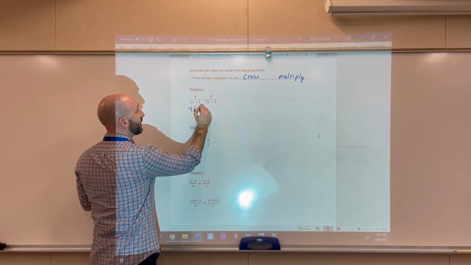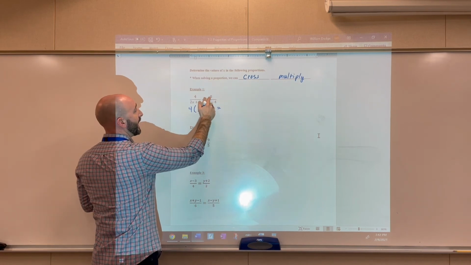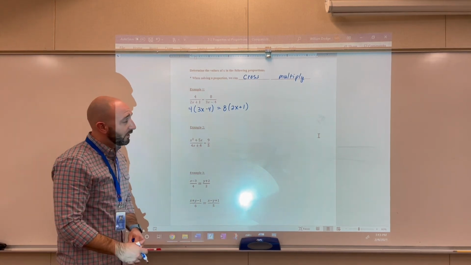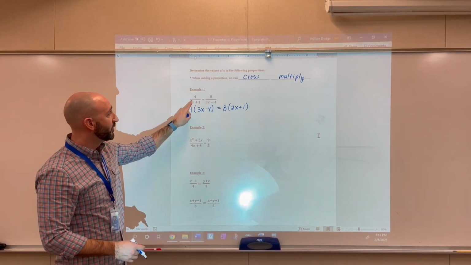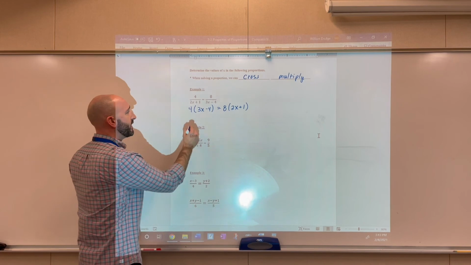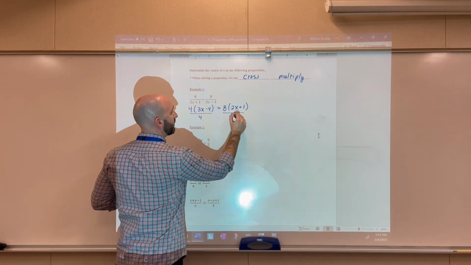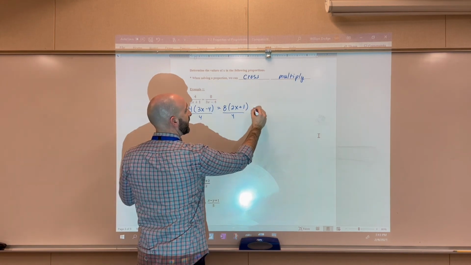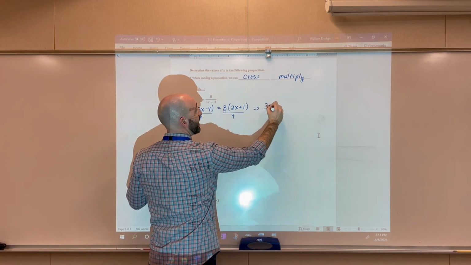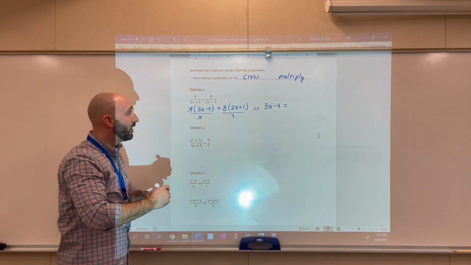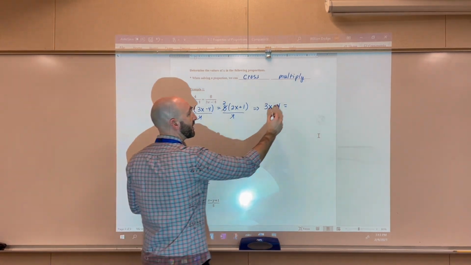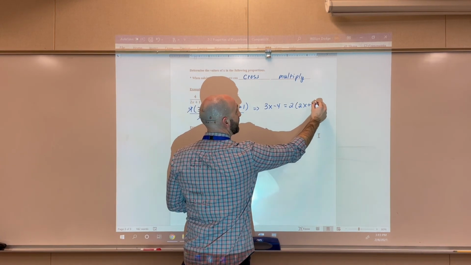So 4 times 3x minus 4 equals 8 times 2x plus 1. All right, so we have a couple different options here. One, we can distribute the 4 through the set of parentheses and the 8 through the second set of parentheses. Or the other option is we can divide both sides by 4 at this point, which is what I'm going to do. And that's going to give us 4 divided by 4. That divides out to become 1, and that leaves us with 3x minus 4 on the left-hand side. On the right-hand side, we're still going to have a coefficient out in front of that set of parentheses. That's going to give us 2 times the quantity 2x plus 1.